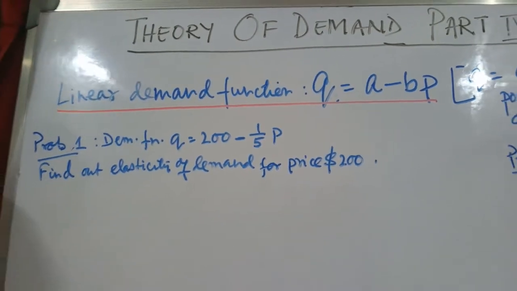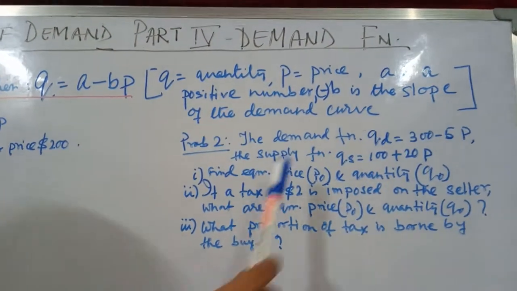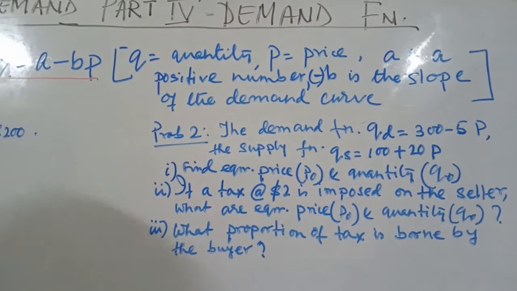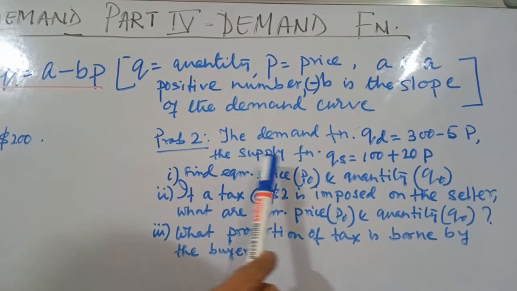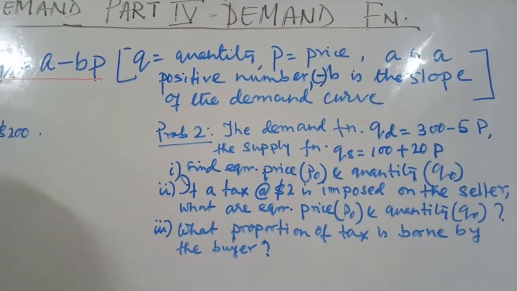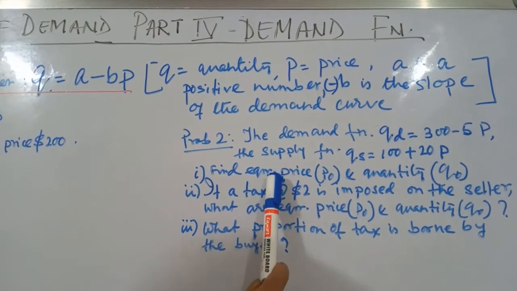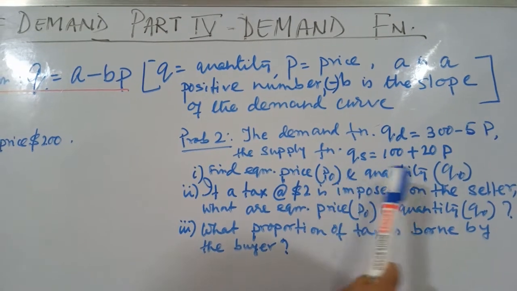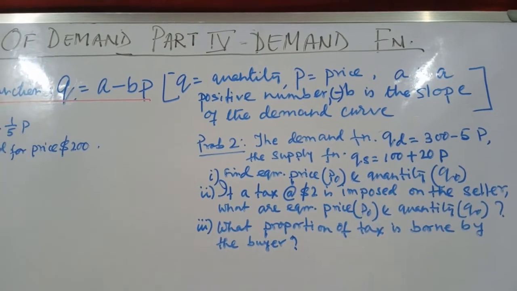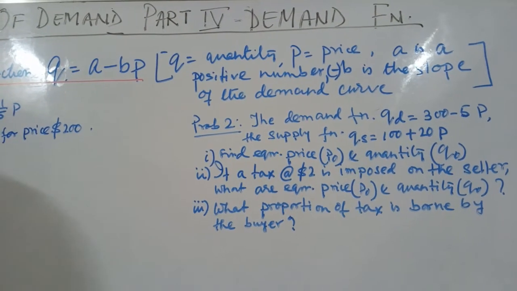And problem 2, this is the demand function, that is QD equals 300 minus 5p, and the supply function is QS equals 100 plus 20p. We have to find out number 1, equilibrium price and quantity, that is P0 and Q0. We are denoting equilibrium price by P0 and equilibrium quantity by Q0.